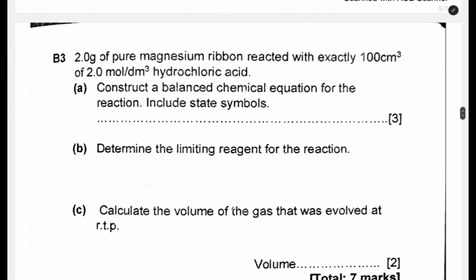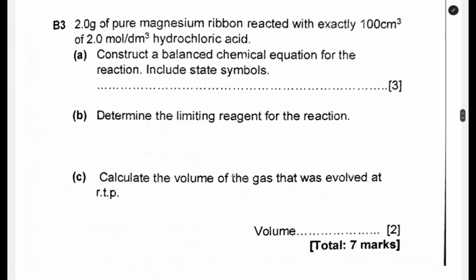Then now we go to this other question. 2.0 gram of pure magnesium ribbon reacted with exactly 100 cubic centimeter of 2.0 mole per decimeter cubed of hydrochloric acid. Construct a balanced chemical equation. So you've seen that in most cases, construct a balanced chemical equation is a question. So how are we going to do it?